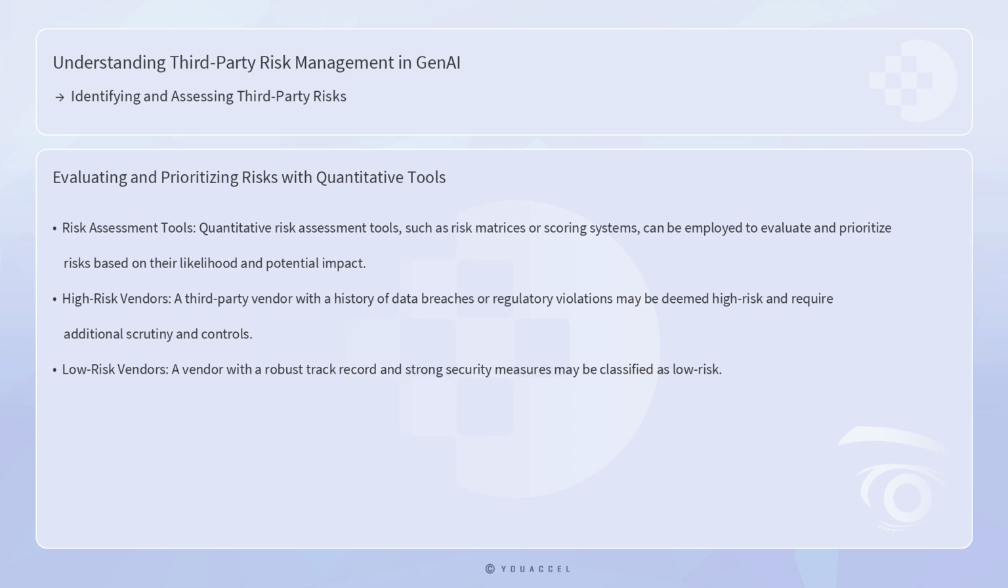Quantitative risk assessment tools, such as risk matrices or scoring systems, can be employed to evaluate and prioritize risks based on their likelihood and potential impact. For instance, a third-party vendor with a history of data breaches or regulatory violations may be deemed high risk and require additional scrutiny and controls. Conversely, a vendor with a robust track record and strong security measures may be classified as low risk.